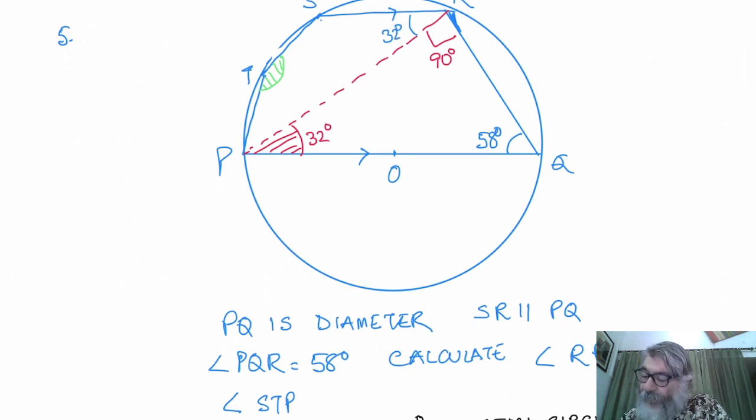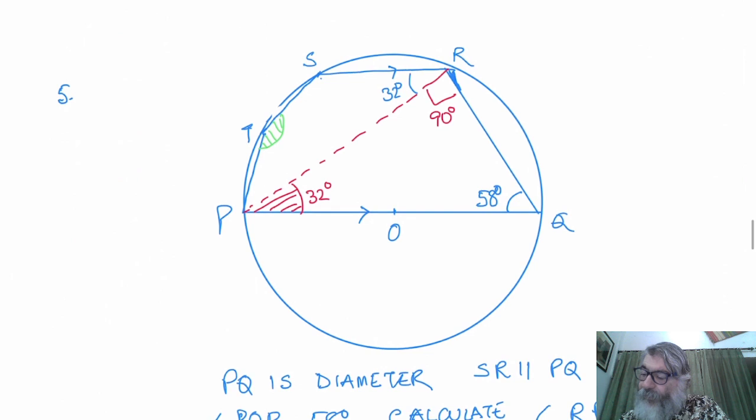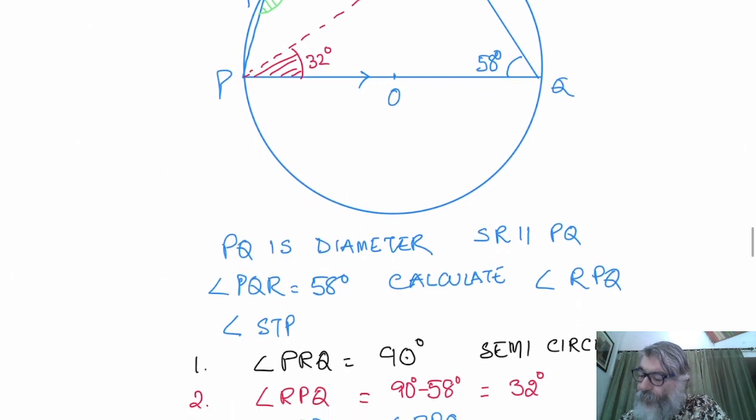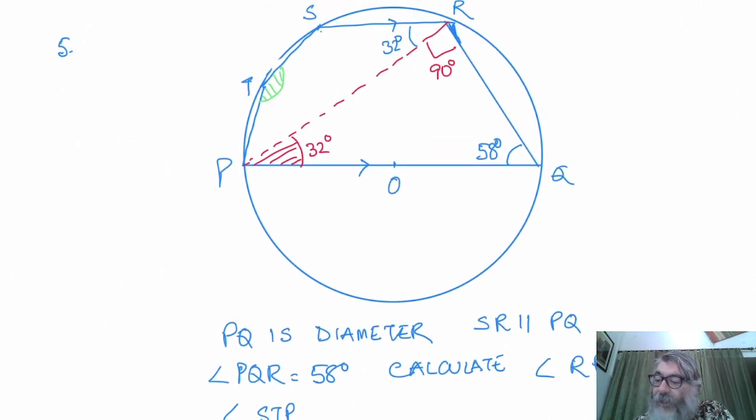Angle SRP will be equal to angle RPQ, which is 32 degrees. Why is it 32 degrees? Because these are alternate angles. SRP is equal to RPQ is equal to 32 degrees. This is 32, that is 32, because these lines are parallel.